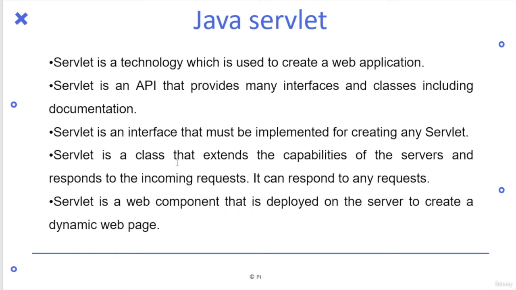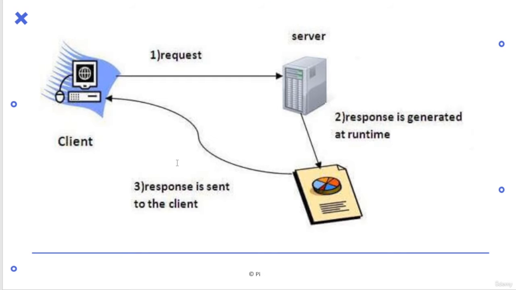So servlet is a web component that is deployed on the server to create a dynamic web page. So here is the servlet part, actually how it works. This is the client and this is the server part, and for this purpose the client will request the server, the response is generated at runtime and the response is sent to the client. So how this works actually depends on your server side. So my servlet program deploys on the server, and the client will receive only the JSP pages or index pages. So I'm deploying only on the localhost server, but if you want to deploy on an online server, you can use anything, AWS cloud or anything you can use.